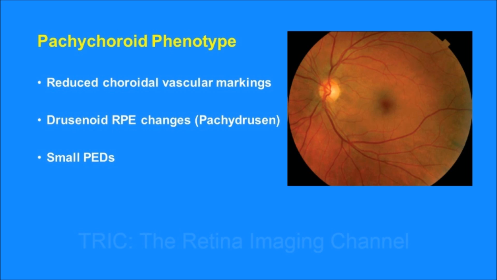Now there is another term called pachychoroid phenotype. This is a clinical description of a fundus which has pachychoroid. Such a fundus is usually orange-red with minimal choroidal vascular markings, as seen in this picture. It has drusenoid RPE changes, which are called pachydrusen, and finally it has small pigment epithelium detachments.